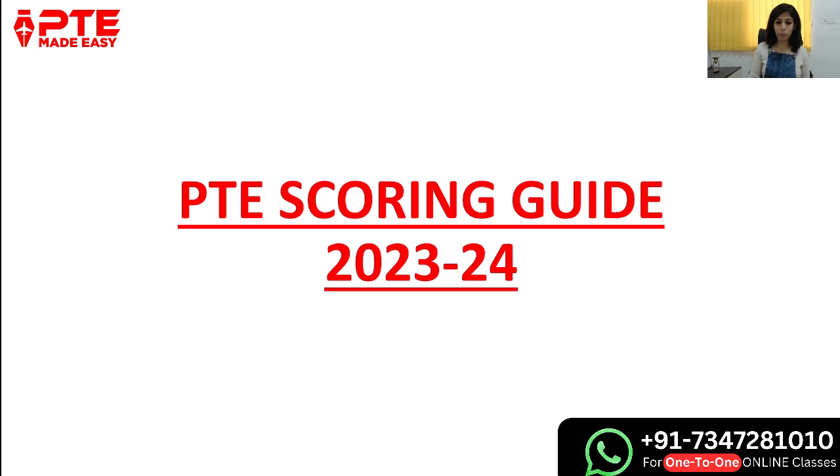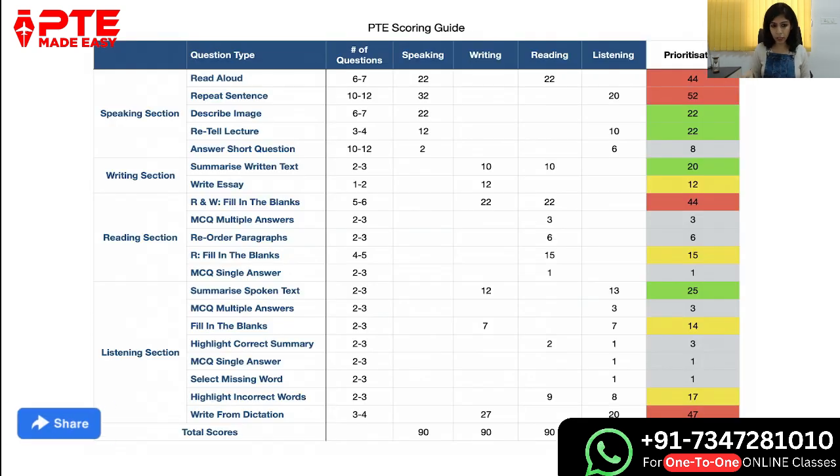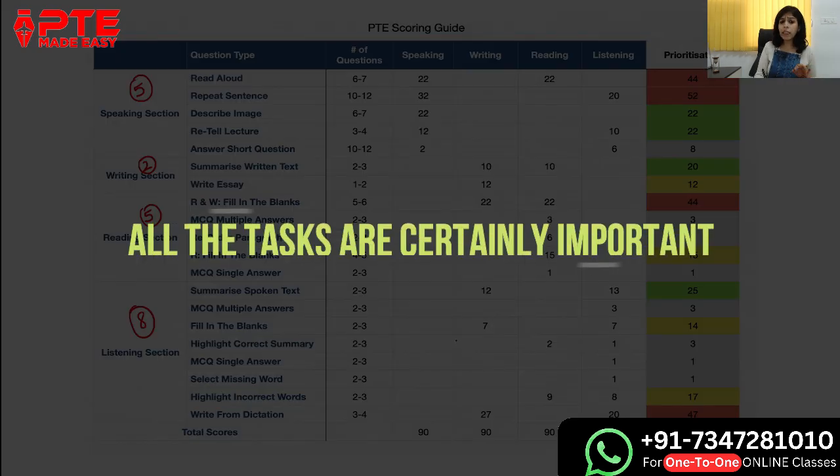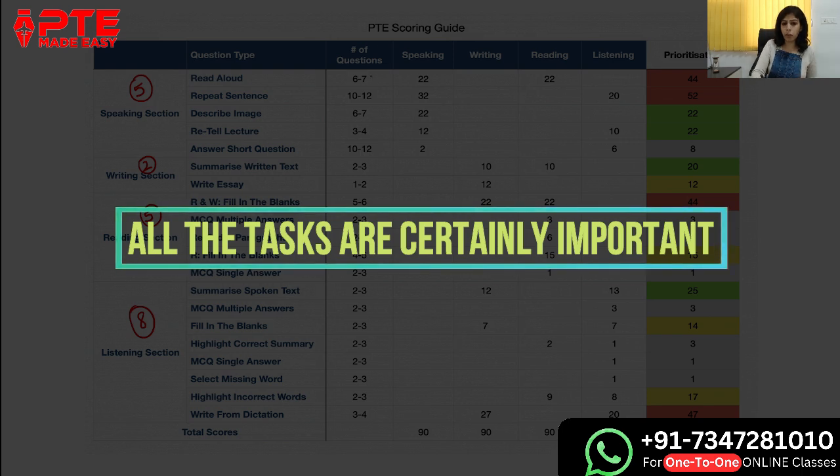Let's get started. Now here we have the PTE scoring guide. As you already know, there are a total of 20 tasks. Okay, so in speaking, we have 5 tasks. In writing, we have 2 tasks. In the reading section, again, we have 5 tasks. But in the listening module, we have a total of 8 tasks. All the tasks are certainly important.